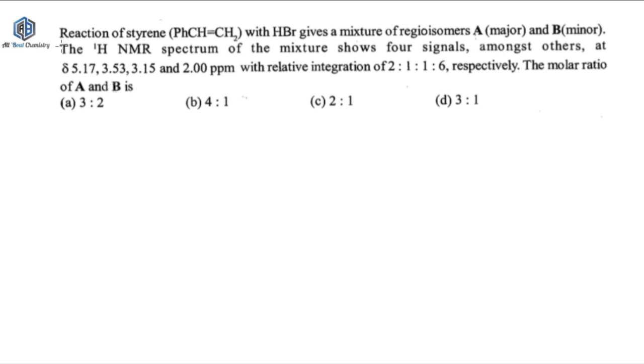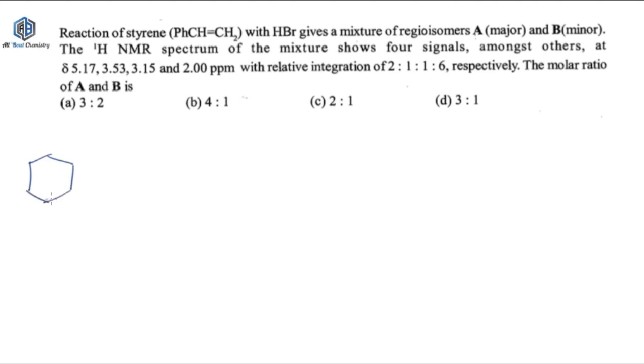Okay, so it says that the reaction of styrene is given to you when it reacts with HBr. It gives a mixture of regioisomers A and B. A will be major and B will be minor. So the proton NMR spectrum of the mixture shows four signals, so you have four different values of the proton NMR signal given to you. The relative integration is also given to you. They are asking about the molar ratio of A and B. So this is a very different kind of question. I would like to explain this in a very precise way so that you all understand it well.